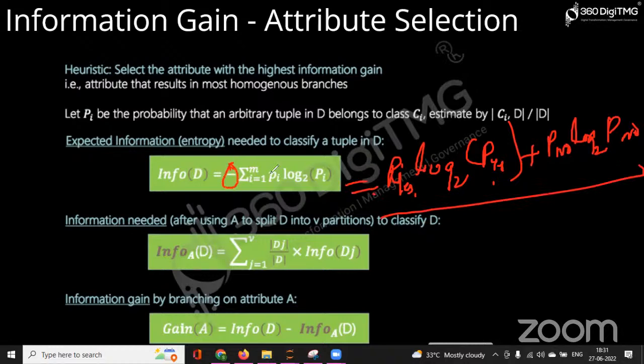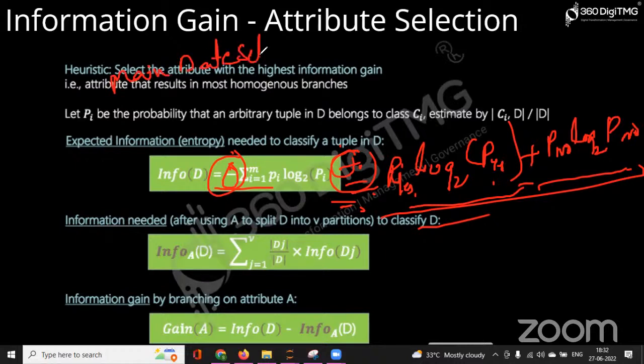Why are we giving it as a negative? Because entropy is a measure of impurity. That is why we are putting the negative sign, but normally that value won't be considered as negative. We are just representing it with a negative, but it is not negative. So this is how you will be calculating the entropy for the whole data set, the main data set. Entropy for main data set.